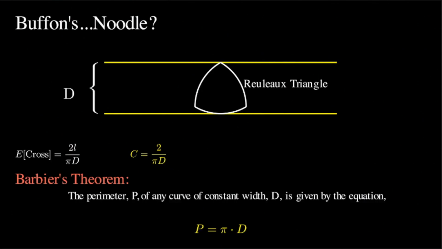In conclusion, we solved Buffon's Needle problem using a creative trick. We then generalized it to Buffon's Noodle and solved it using a counterintuitive yet elegant method, and extended this to proving Barbier's theorem, which allows us to find the perimeter of any curve of constant width, no matter what it looks like.